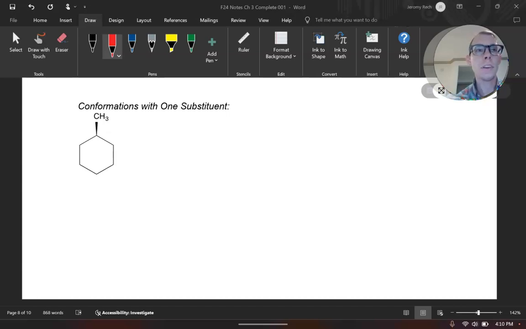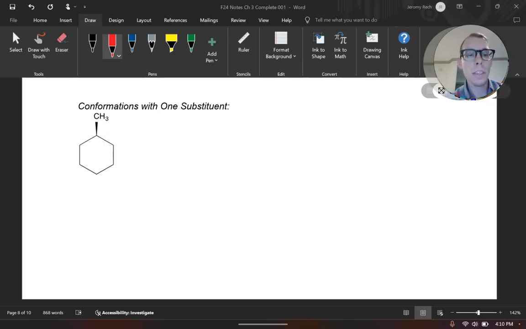All right, so in the last video, we talked about the idea of chairs. So let's go and get some practice on drawing them. So here we have an example of a cyclohexane, and it has a single methyl group. Methyl is going to be our CH3, and it's attached on our structure.